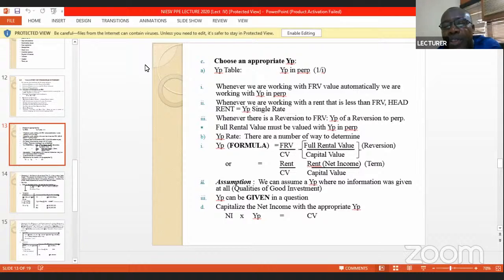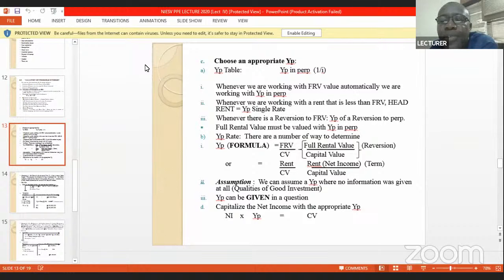YP in perpetuity. I tried to explain in the previous topic. When you are valuing full rental value, automatically you should know that you should use YP in perpetuity, because some people find it difficult to know when to use the different tables of YP. Once you see that what you are valuing is full rental value, then remember to use YP in perpetuity.